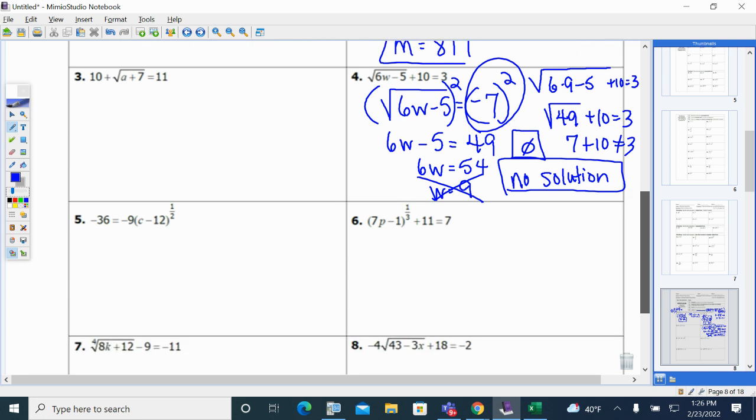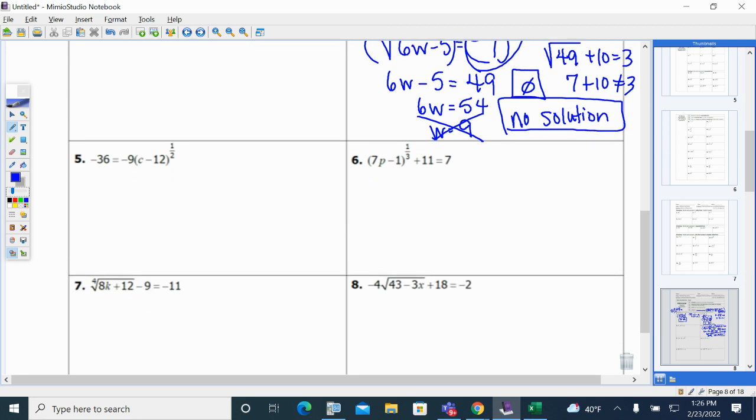Moving on, let's look at number 6. So number 5 and number 6 are very similar. I want to look at number 6 first. So we've got, in parentheses, 7p minus 1 raised to the 1/3 power plus 11 is equal to 7.